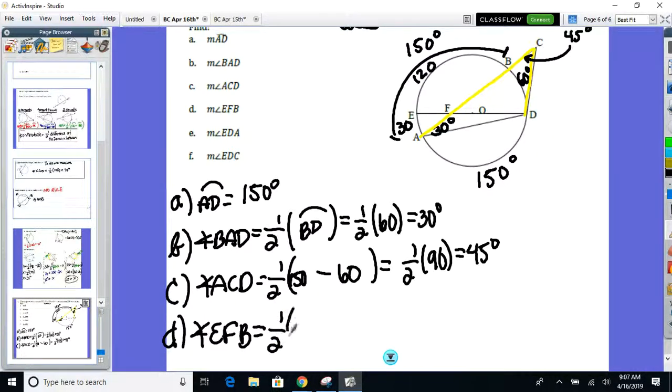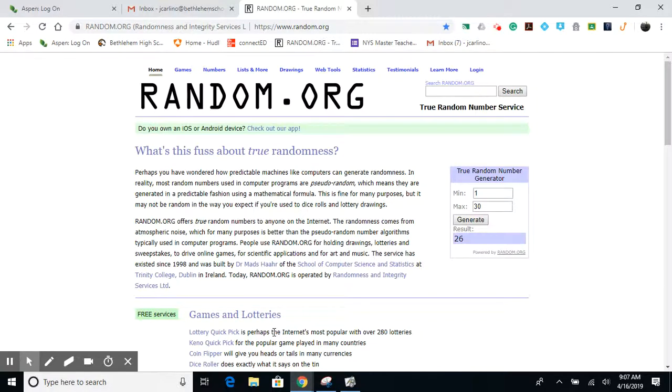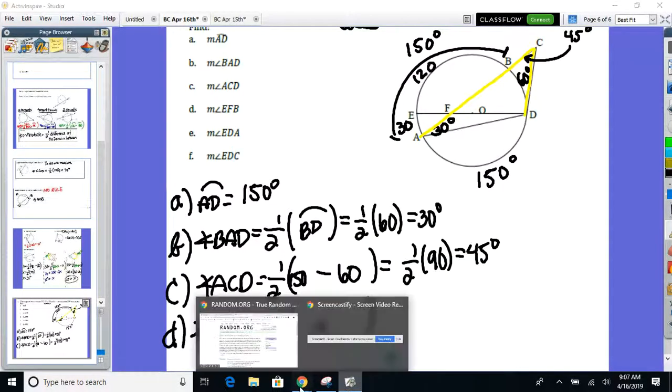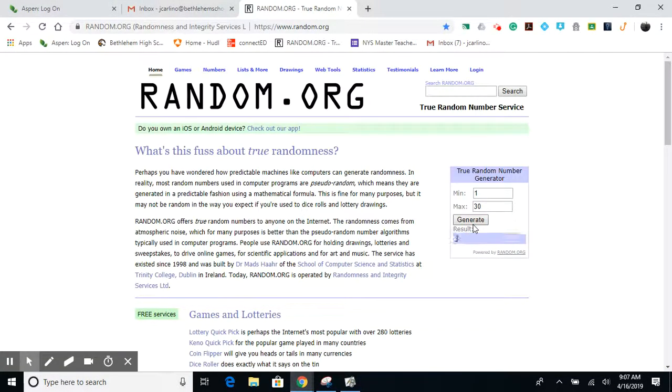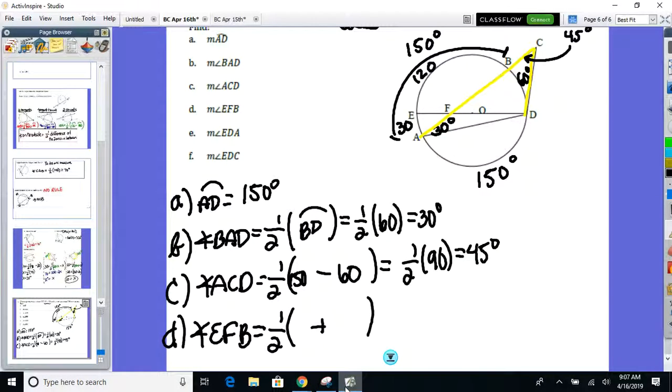What do I do with the arcs on a floater angle? Add them up. Add them up. What two arcs should I add up here? Its arc and its vertical angle's arc, which would be what two up here? How about these? Which two arcs am I going to add up here? 120 and 150. I'm going to take half of 270, 135 degrees.